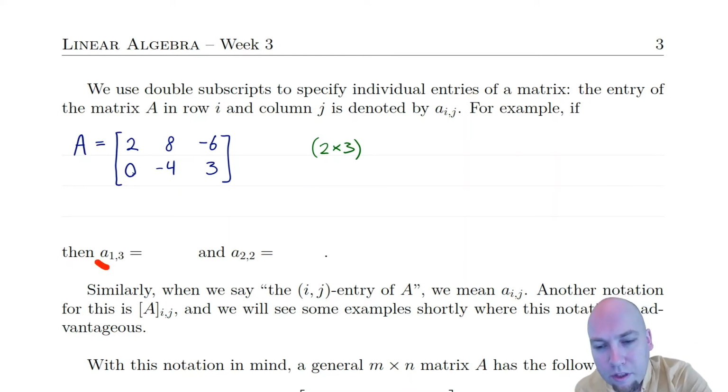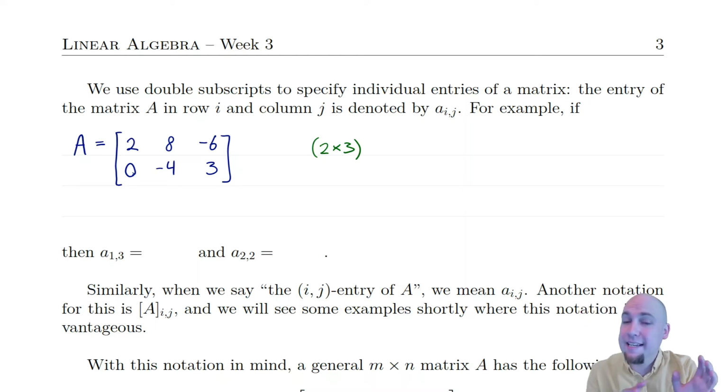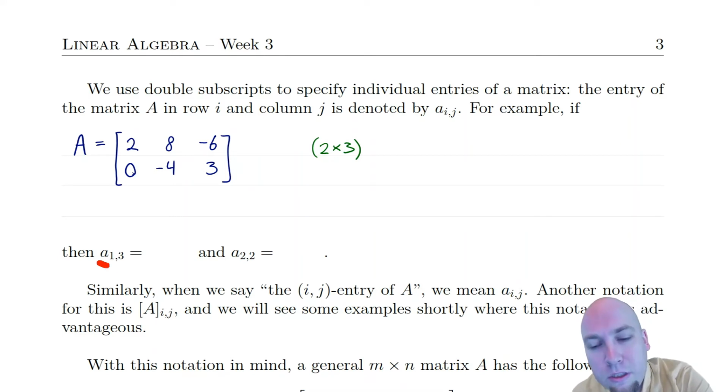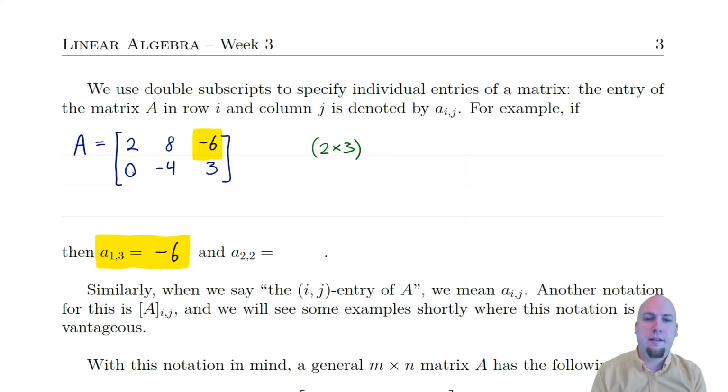And then the 1, 3 entry of this, which we would denote by A1,3, means look in the first row, third column. Again, it's rows before columns, just like always. So this means first row, third column, which is here, right? First row, then 1, 2, third column. So this is going to be minus 6. Okay, so A1,3 for that matrix would be minus 6.